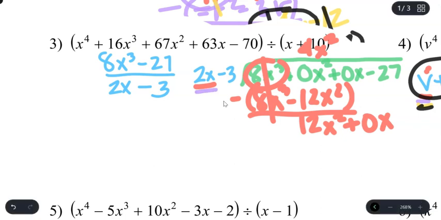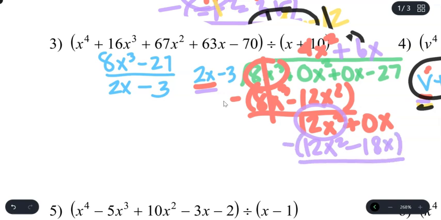Now I want to make 2x look like 12x squared. Well, what do I multiply it by? I multiply it by a positive 6x. 6x times 2x is 12x squared. 6x times negative 3 is negative 18x. And again, I'm subtracting. So those cancel. And then I have 0 minus negative 18, so that becomes 18x. And then I'm going to bring down the 27.